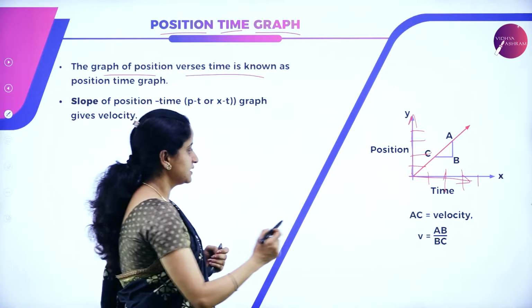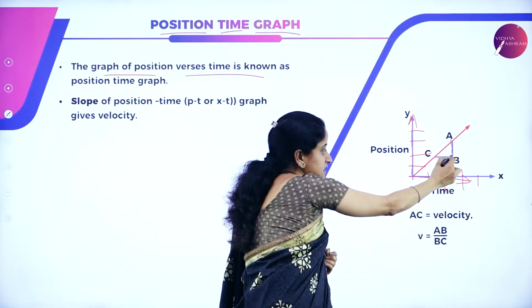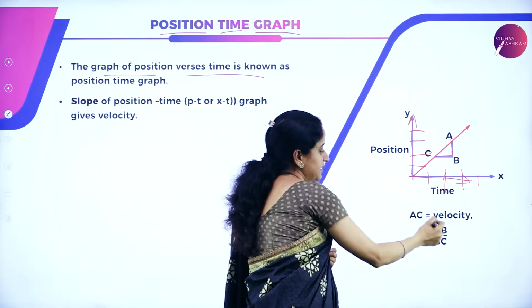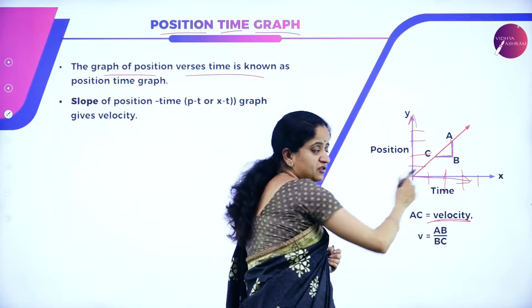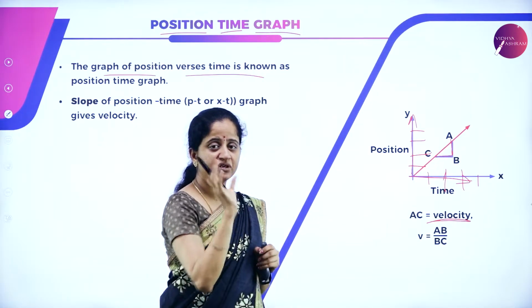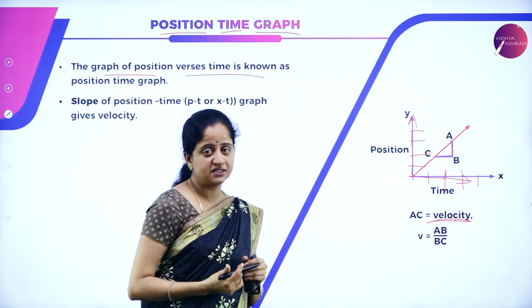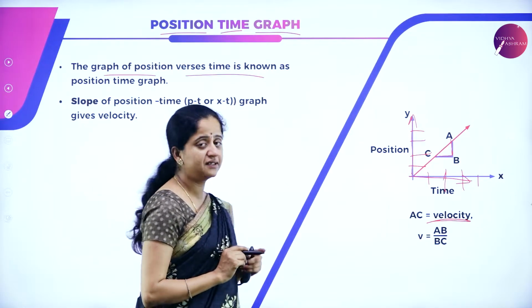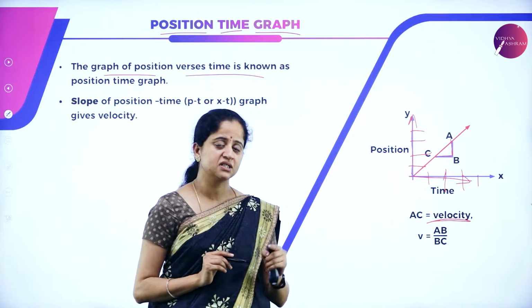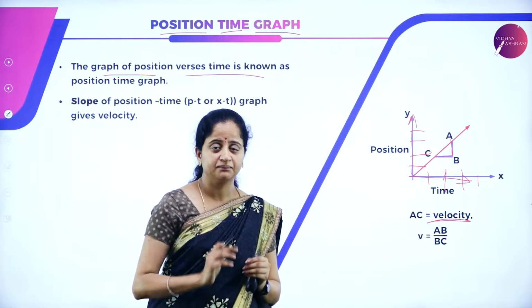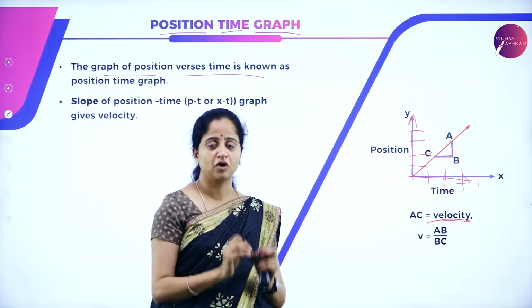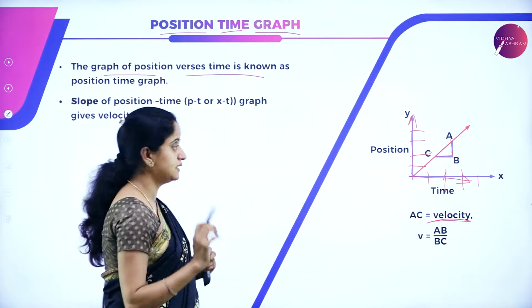So here, the slope of the position time graph gives us velocity. When you draw a position time graph and calculate the value of the slope, that value is nothing but the velocity of a body. That is the important term which we can understand in the position time graph, where we can find velocity by plotting the position of an object which is in motion.